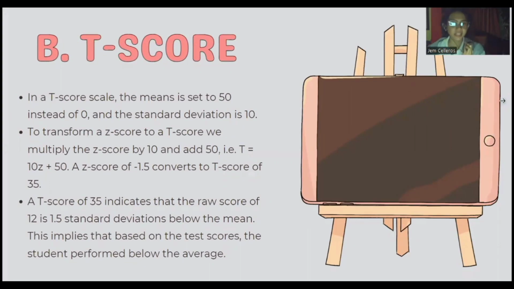In a T-score scale, the mean is set to 50 instead of 0, and the standard deviation is 10. To transform a Z-score to a T-score, we multiply the Z-score by 10 and add 50. So T equals 10Z plus 50. A Z-score of negative 1.5 converts to a T-score of 35. A T-score of 35 indicates that the raw score of 12 is 1.5 standard deviations below the mean. This implies that based on the test scores, the student performed below the average.